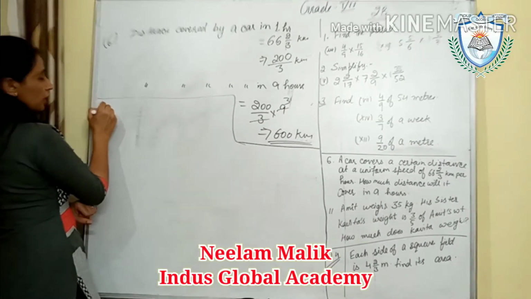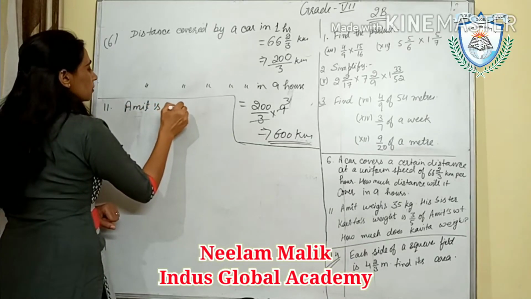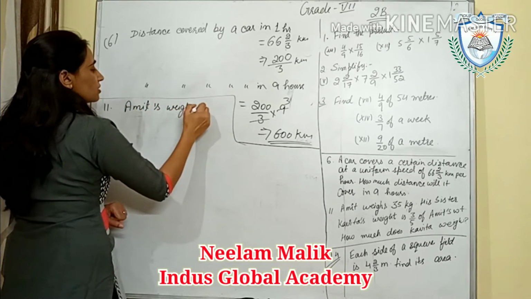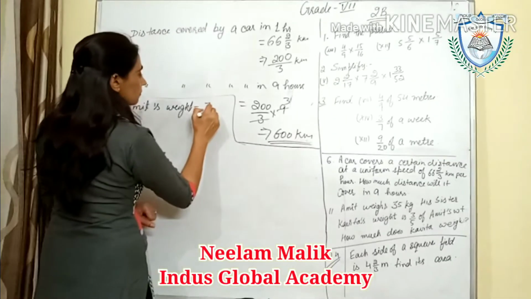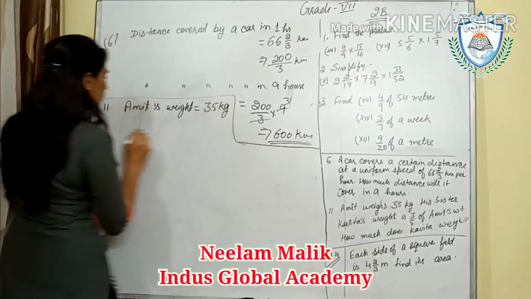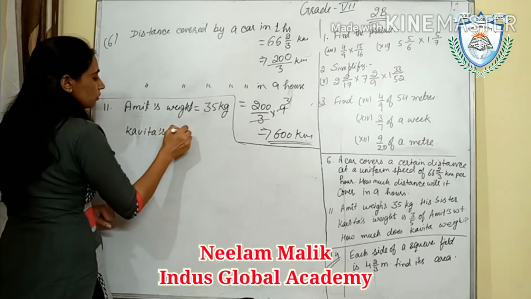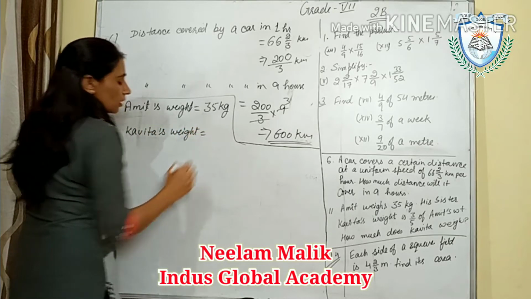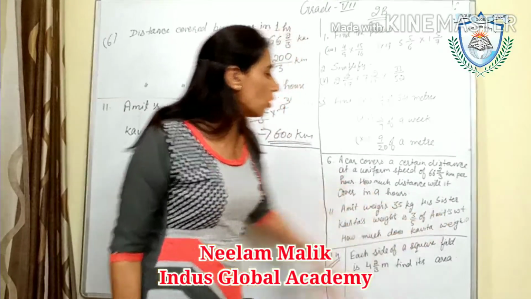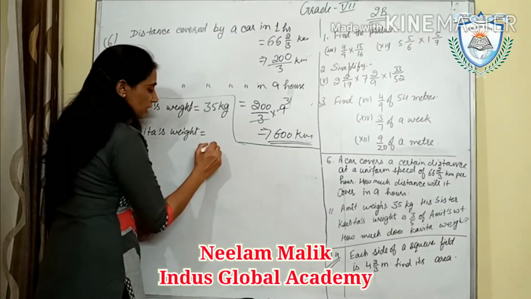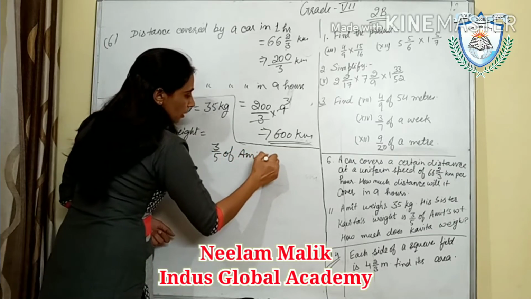Okay, so first we will write Amit's weight here. This is question number 11. Amit's weight. What is Amit's weight? That is 35 kg. Okay, so what will be Kavita's weight? Kavita's weight is 3/5 of Amit's weight. What is that? 3/5 of Amit's weight.